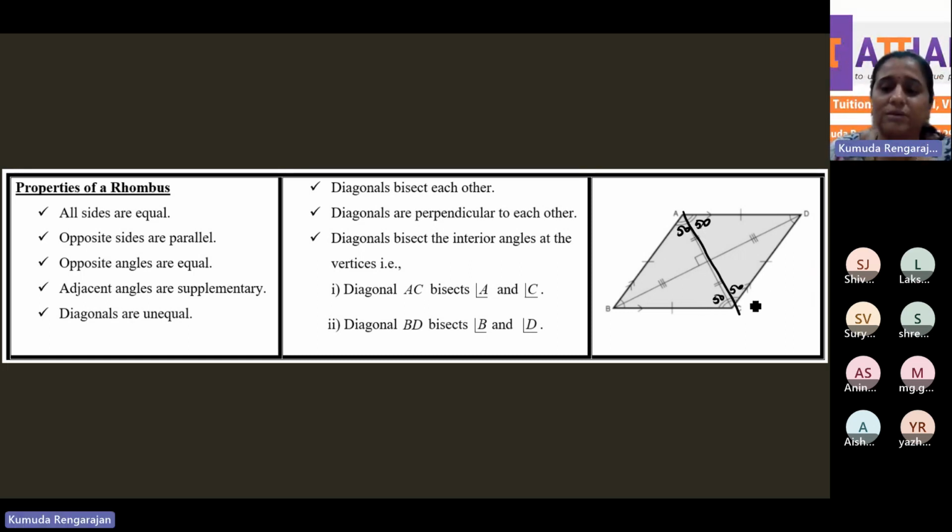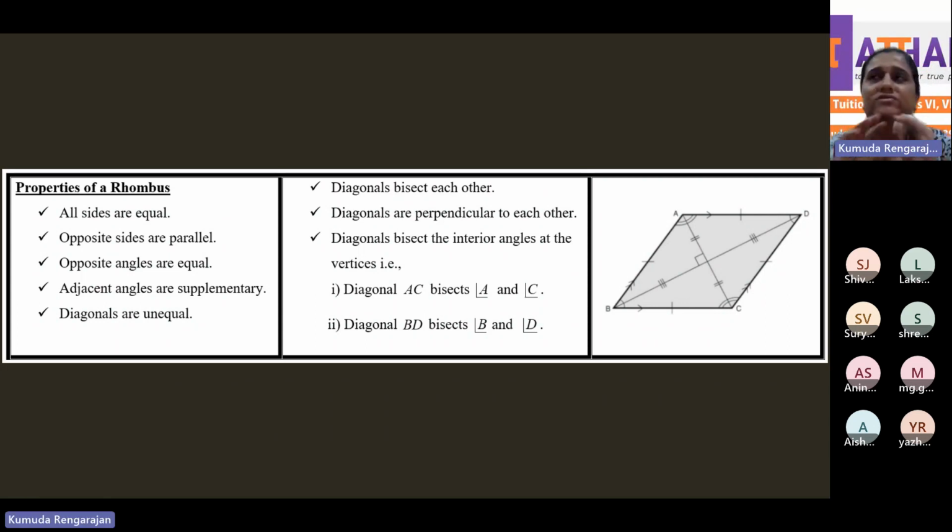Now adjacent angles are supplementary. So if this is 100, this has to be 80. 100 plus 80 is 180. So it becomes 40 here and 40 here. If this is 80, the opposite angle is also 80 here. This also becomes 40 and 40 because of the diagonal going across BD. So here the diagonals bisect the interior angles.